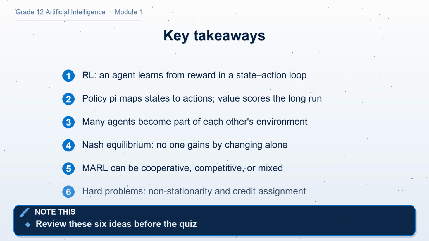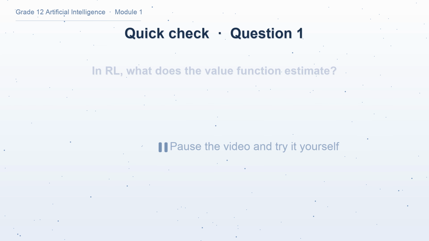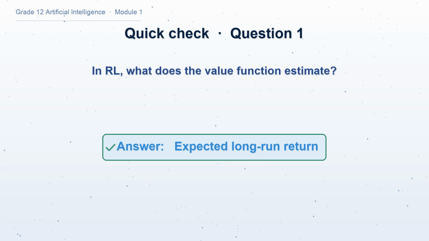Now let's check these ideas with 3 quick questions. Here is the first question. In reinforcement learning, what does the value function estimate? The reward is the signal for a single step. The value function estimates the expected return, the total reward gathered from that state onward. So the value function captures the long run, not just one step.